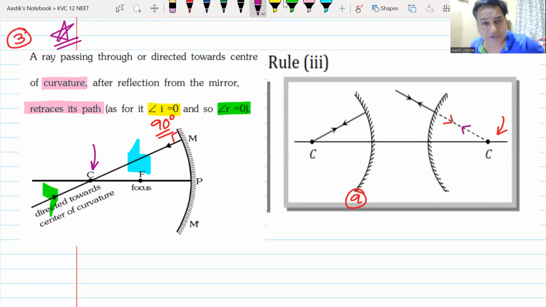Now, out of these 3 rules, you may not have to apply all 3. Any 2 rules you can apply. You can get 2 rays, you can intersect those 2 rays and you will get your image. So you do not need any other rule apart from these 3 rules. Do we get this? Yes or no? Can I have some raised hands that we understand this?